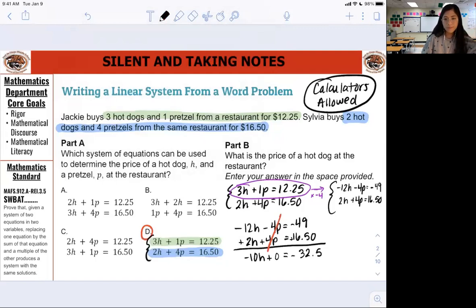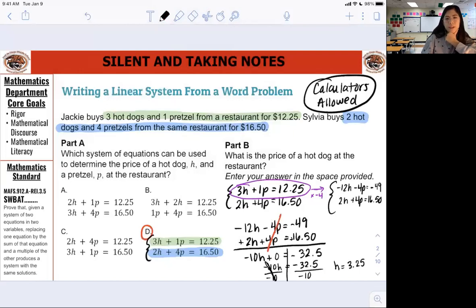Okay. Now I have negative 10h equals negative 32.5. What should I do to both sides? Divide. Divide by 10. By negative 10. Because we want to get rid of both the 10 and the negative sign. All right, and we got h equals what? 3.25.